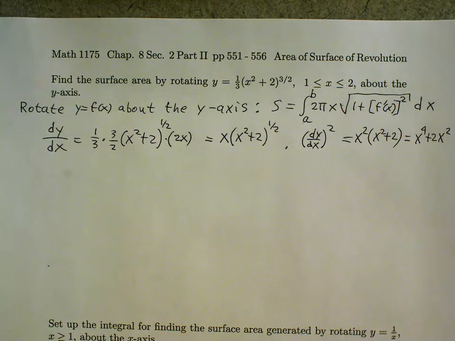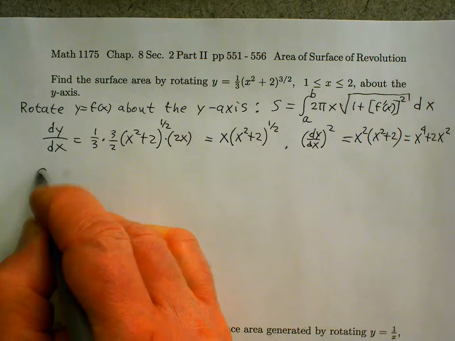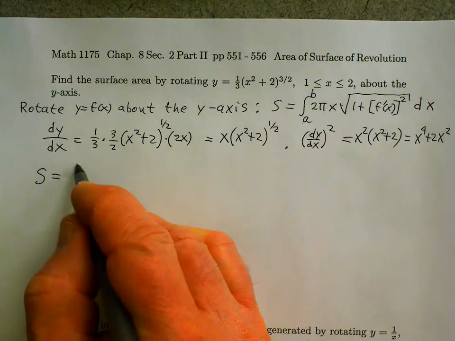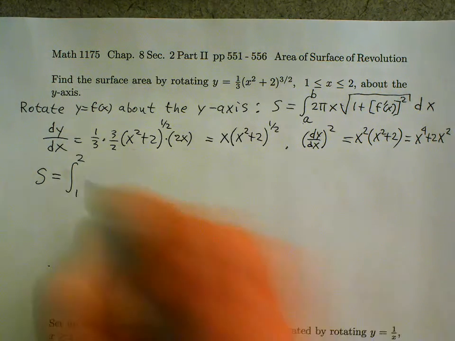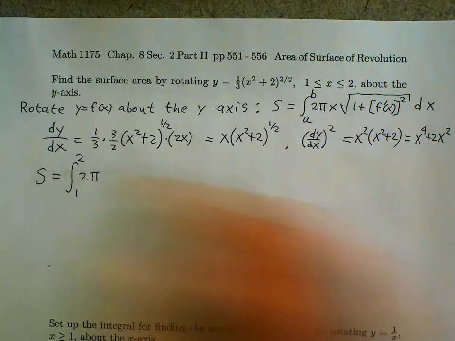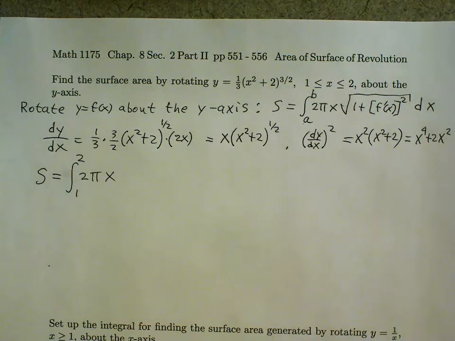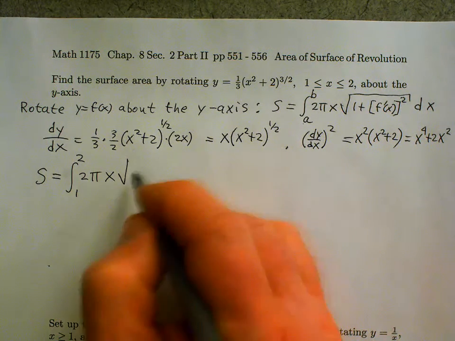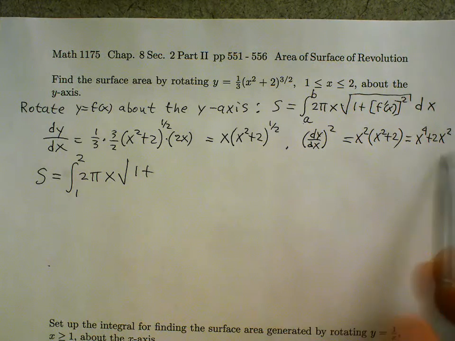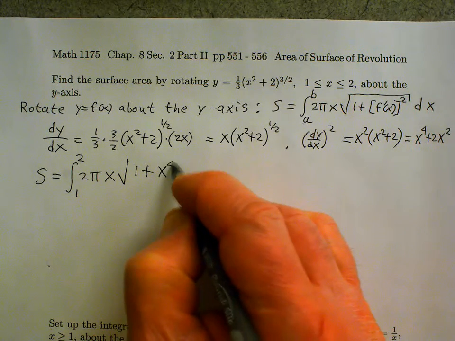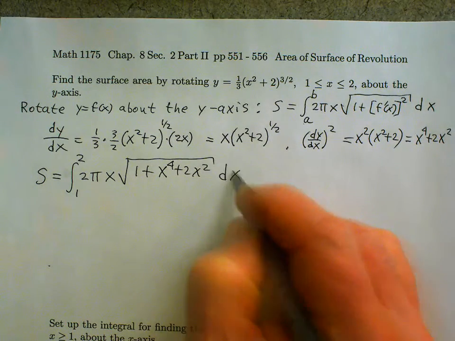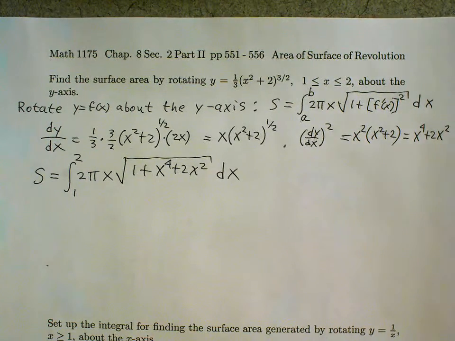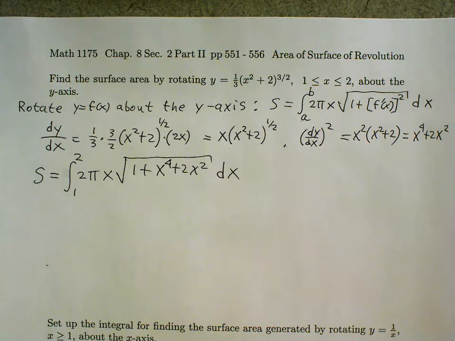Okay, so now we can write the surface area integral from x equals 1 to x equals 2. 2 pi times x, because we're rotating about the y-axis. And then the square root of 1 plus the square of the derivative, so 1 plus x to the 4th plus 2x squared dx. Okay, what next?